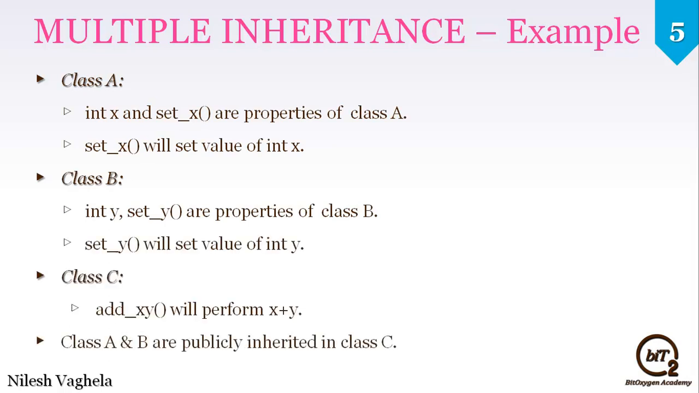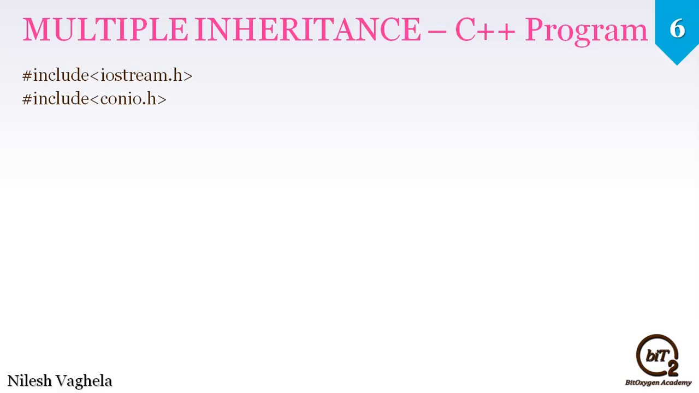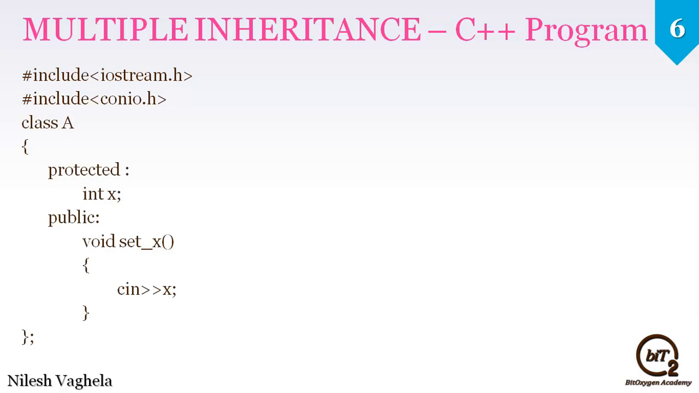And now we will see a C++ program for the same. So I have included my header files iostream.h and conio.h. Then as discussed earlier, we have created our class A with integer x and set_x. We cannot make it private because if we make it private, it will not be inherited. We cannot make it public as well because non-member functions will manipulate this data. So for inheritance, we have made it protected.